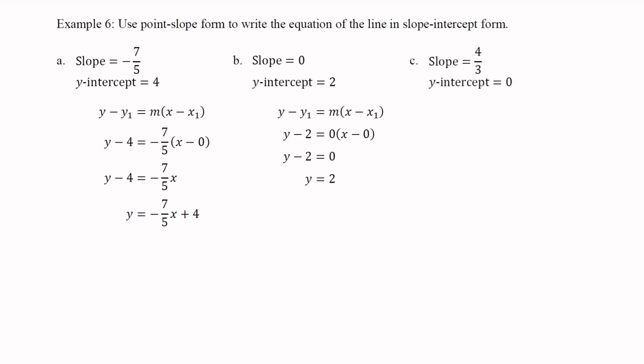And then in this last example, if we have a slope of 4/3 and a y-intercept of 0, our y-intercept indicates that we are at the origin for our point. So we can plug in (0, 0) as our point, 4/3 as our slope, and we end up with y equals 4/3 x.